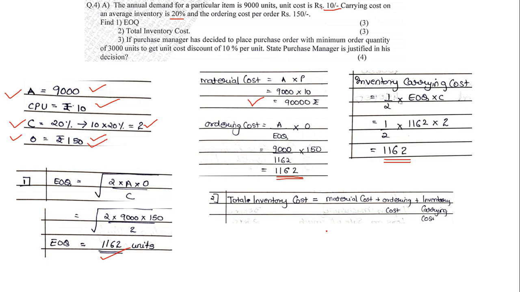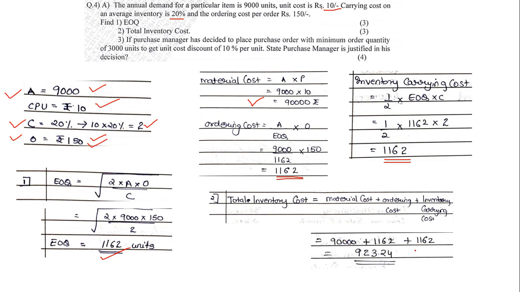Once we have all the three values, we can apply into the formula. So 90,000 plus 1162 plus 1162. Final answer is rupees 92,324 as per the second part that they wanted to find, total inventory cost.